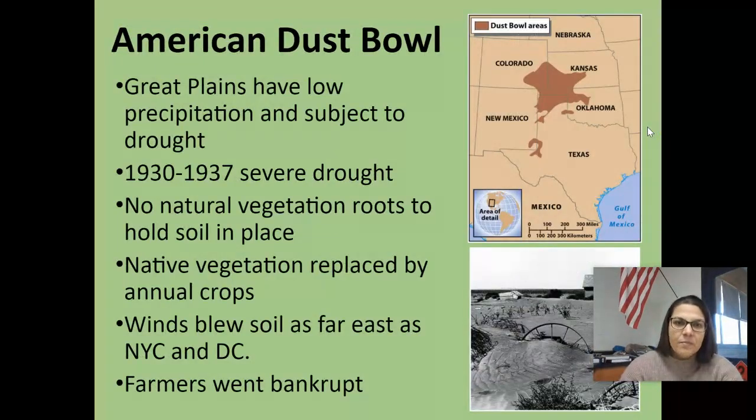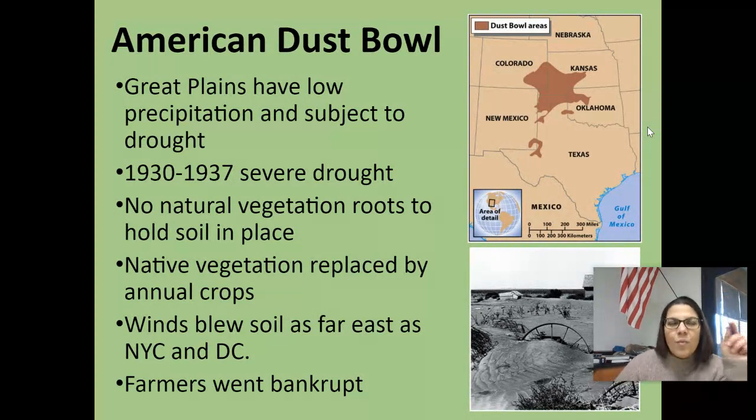Okay. So the American Dust Bowl happened from 1930 to 1937. The Great Plains are already very subject to drought and have little precipitation. And from 1930 to 1937, there was a severe drought in this area.